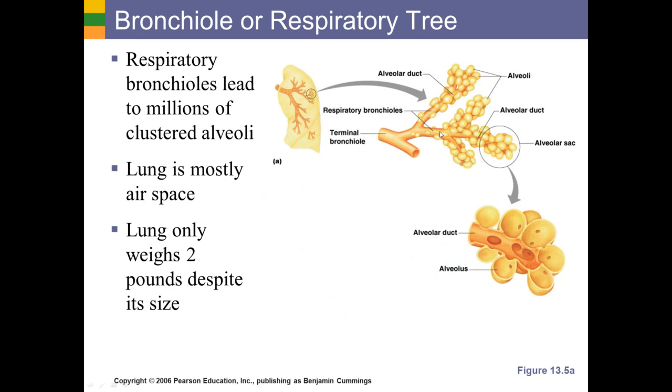The respiratory bronchioles are part of the respiratory zone because they actually have alveoli attached to them. In fact, these respiratory bronchioles sort of dead end into an alveolar sac. I like to think of an alveolar sac as a bunch of grapes, but instead of grapes filled with grape guts, you have little sacs.